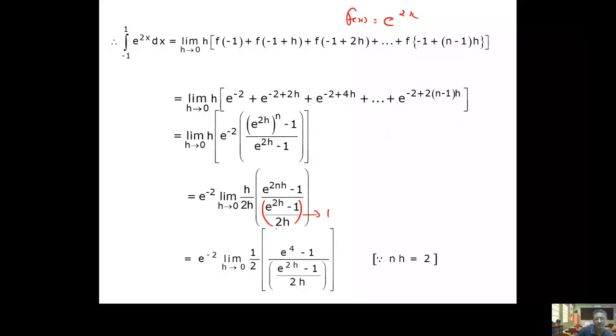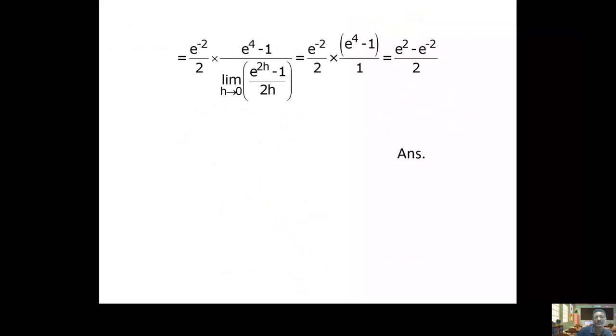So e raised to nh is e raised to 4, minus 1 by 1. So e raised to minus 2 by 2 into e raised to 4 minus 1 by 1. So what is the answer? E squared minus e raised to minus 2 by 2. This is the answer.